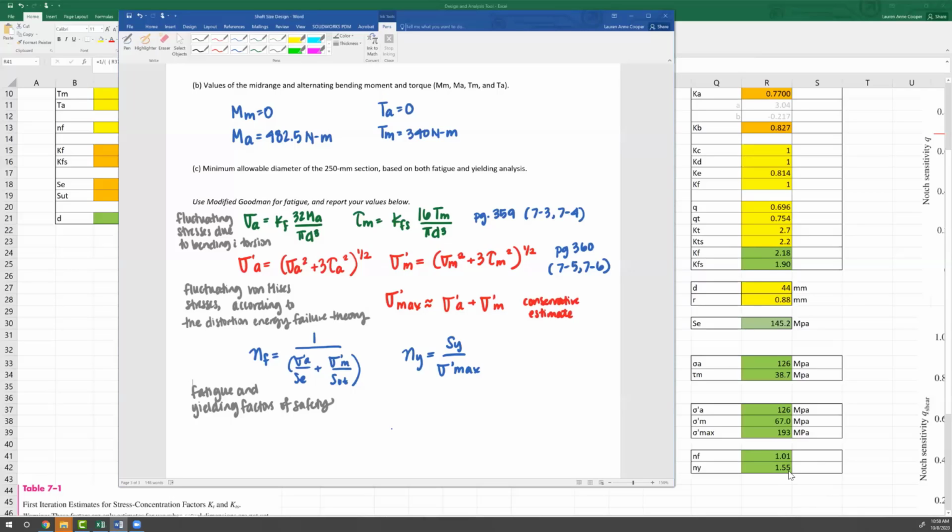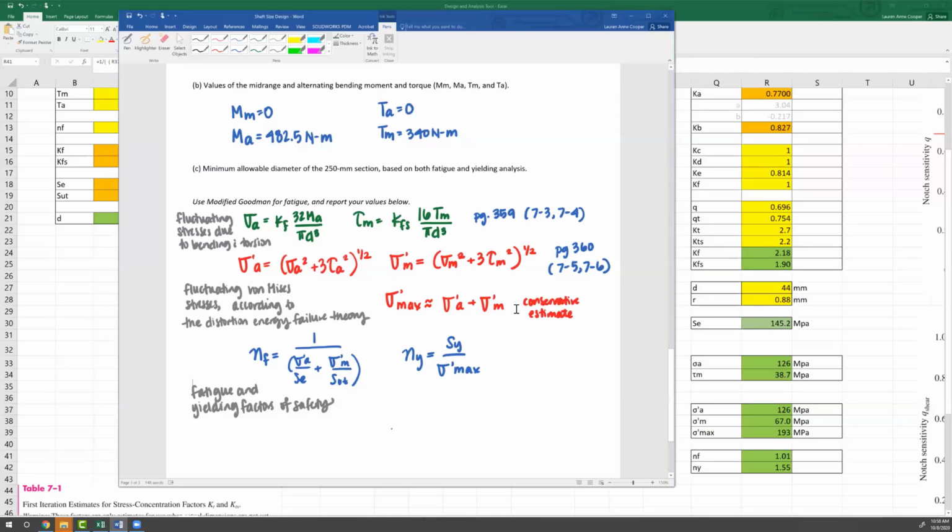The reason that we want to check the factor of safety for yielding is to make sure that this shaft isn't in danger of failing at first cycle loading. If you got a yielding factor of safety that's less than 1, then fatigue wouldn't even be an issue because you would expect your part to distort or yield on that first cycle.